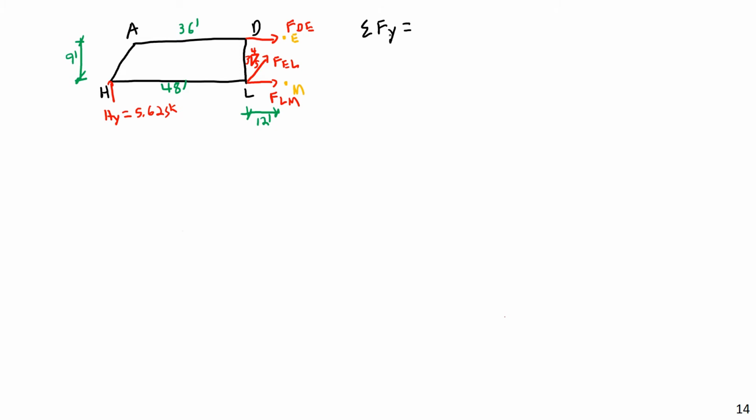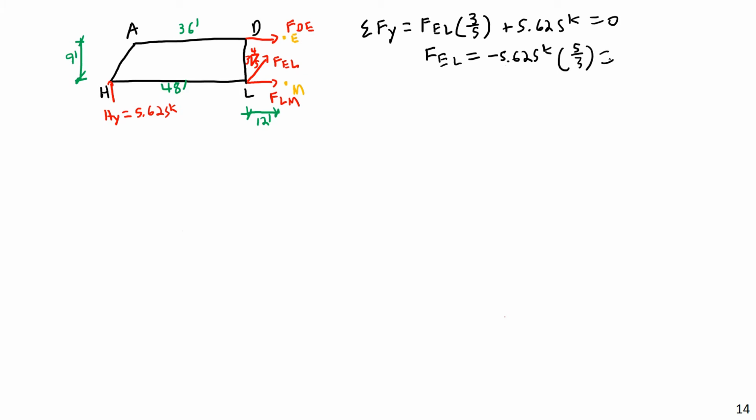Okay, so I'm going to do a sum of forces in the y direction. I will have FEL times, I'll use the slope ratios to get its component, 3/5, plus 5.625 kips, and this equals 0. Then if I solve for FEL, the force in member EL, I get negative 5.625, and then I'll multiply by 5/3 in order to get that. Okay, so let's go ahead and multiply that out. Negative 5.625 times 5/3 comes to negative 9.375 kips.